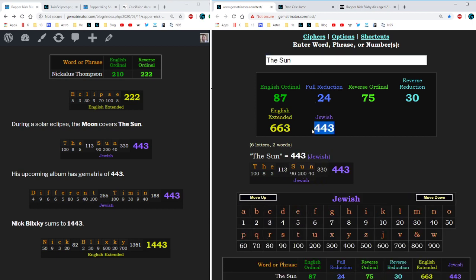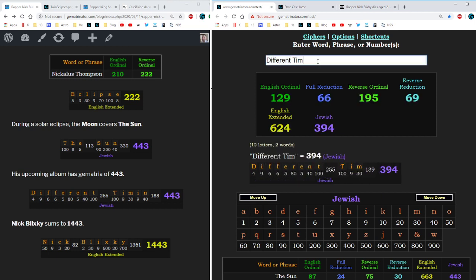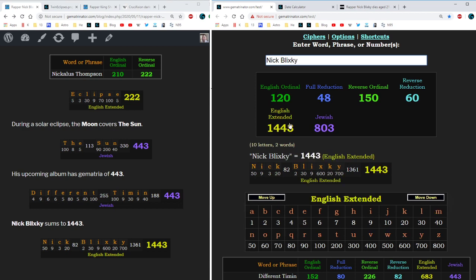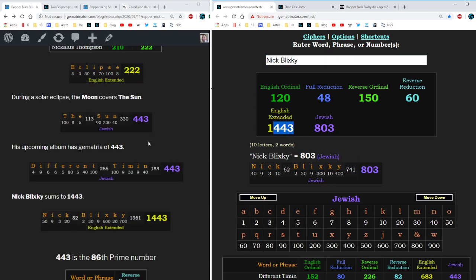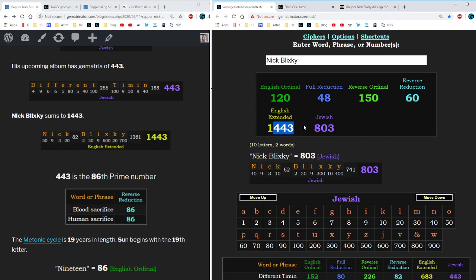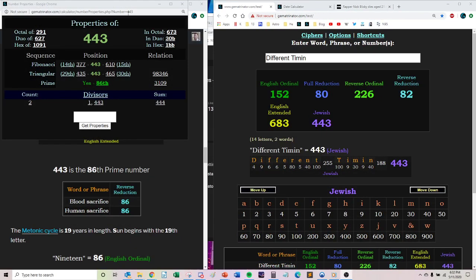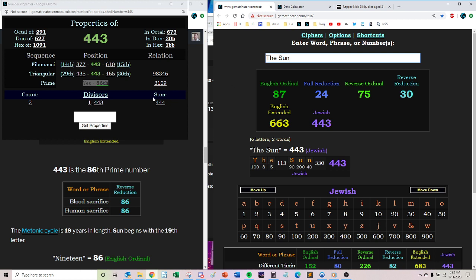Notice how the sun equals 443. His album Different Timin' equals 443. And then his name Nick Blixky even equals 1443. The number 443 is a prime number. Notice how it's the 86th prime number.